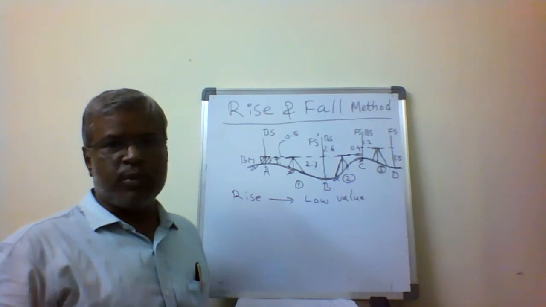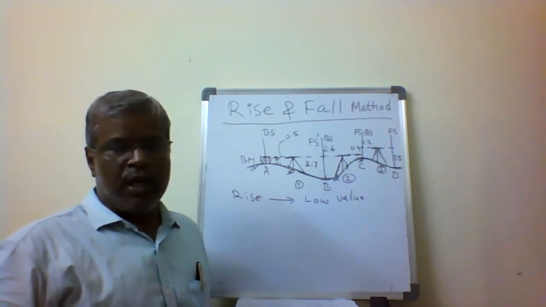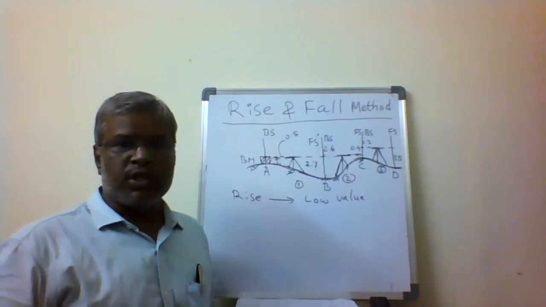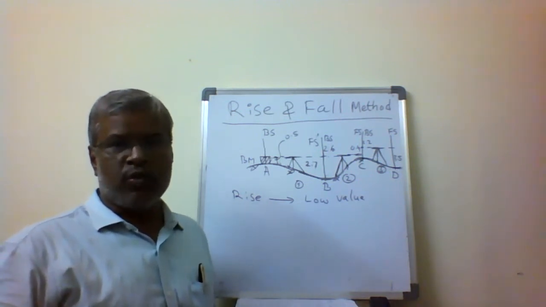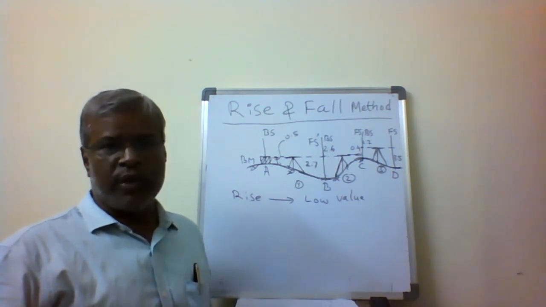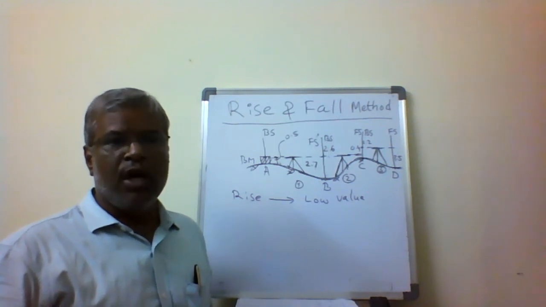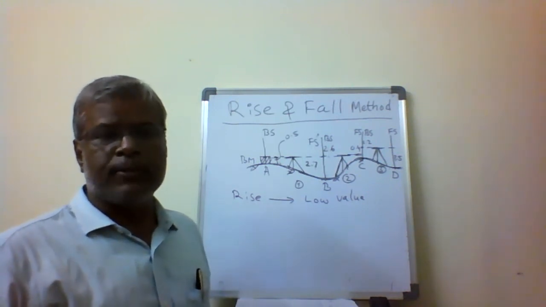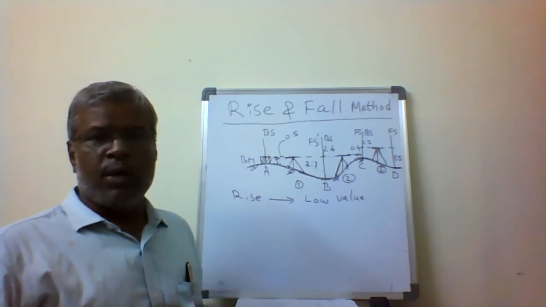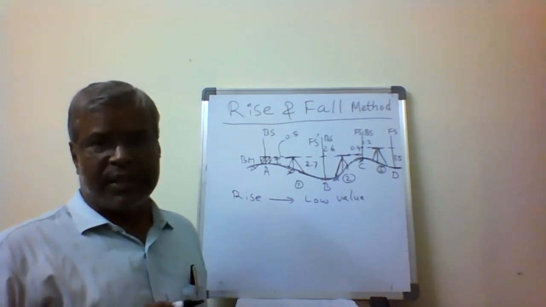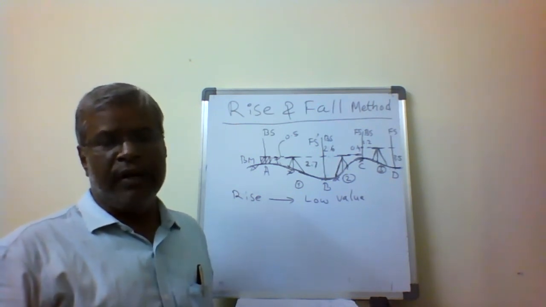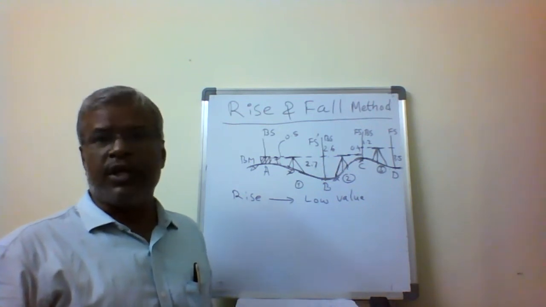Positive value: the difference between two consecutive readings, if positive, we are going to call as rise. If the difference of two consecutive readings is negative, it is going to be called a fall. A rise is going to be added to the reduced level, and a fall is going to be subtracted from the reduced level.